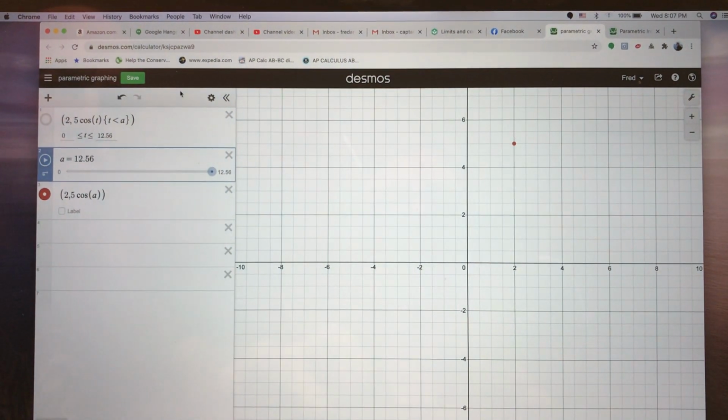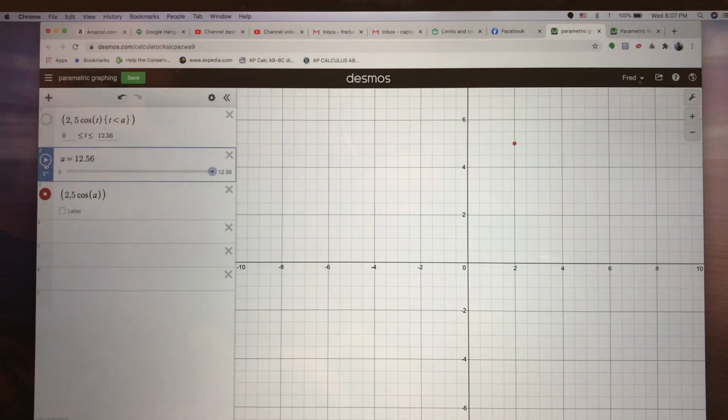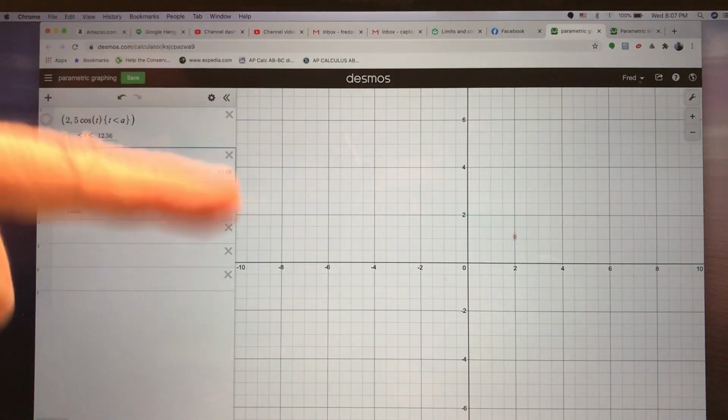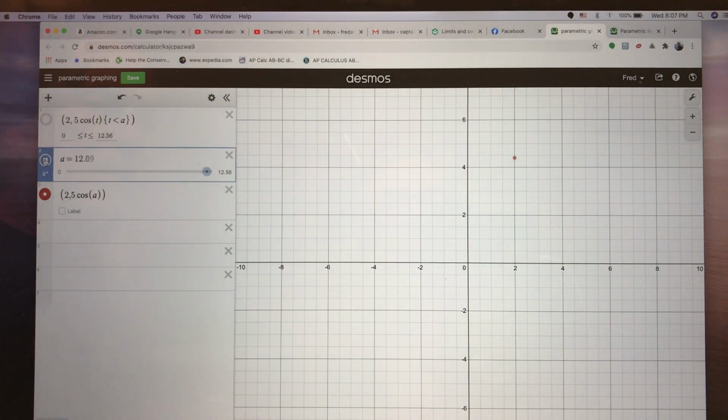So let's try that and watch. There it goes. It goes down and then comes back up and then goes down and then goes back up.